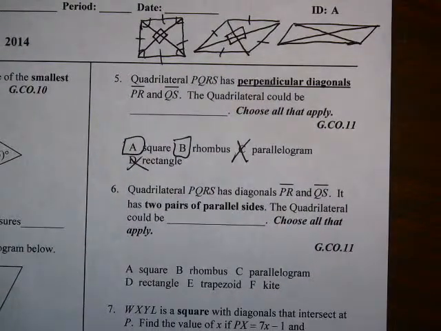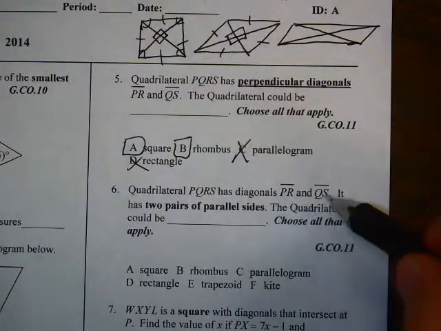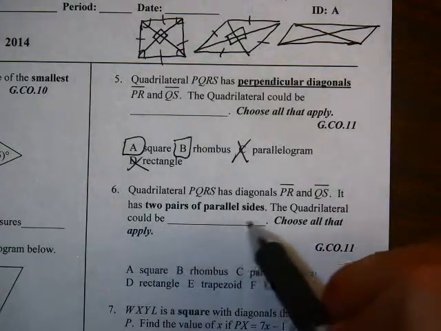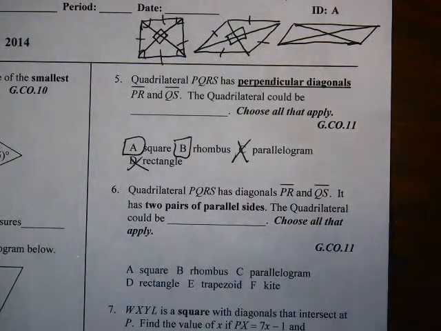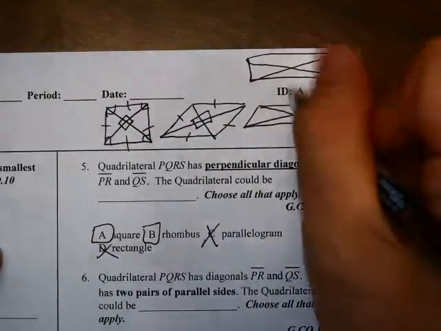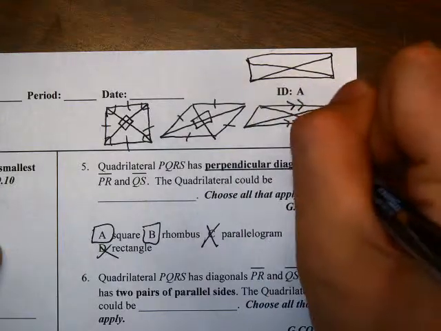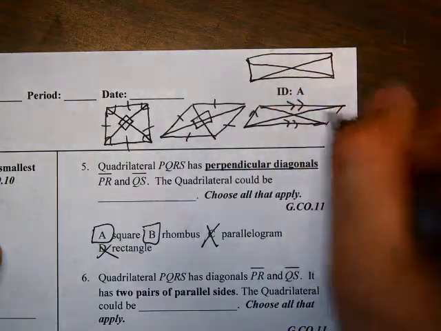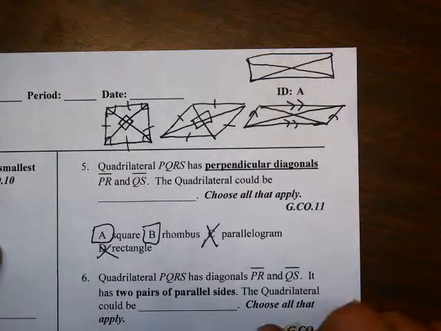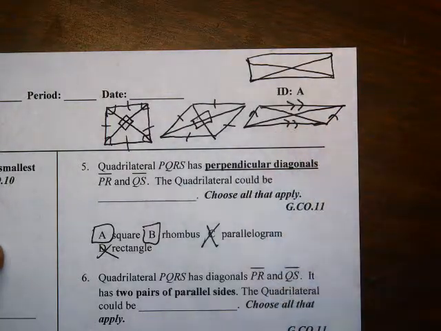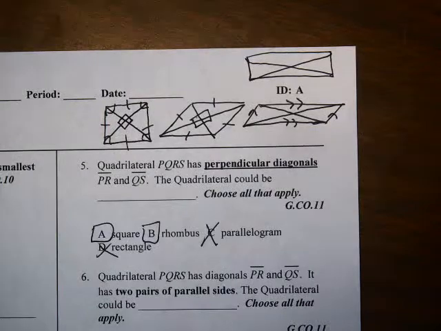For number 6, quadrilateral PQRS has diagonals PR and QS, so we're dealing with the same idea about the diagonals. It has 2 pairs of parallel sides. The quadrilateral could be. Now the 2 pairs of parallel sides, if I look at the parallelogram, there's 1 pair top and bottom, and there's a second pair left and right. That's 2 pairs, so it does definitely work for the parallelogram. Now remember that whatever the parallelogram had, everything in that diagram underneath it had also. Everything that came after the parallelogram was the rectangle, the rhombus, the square.